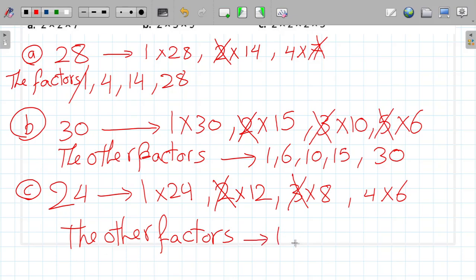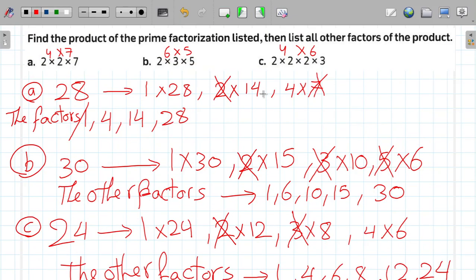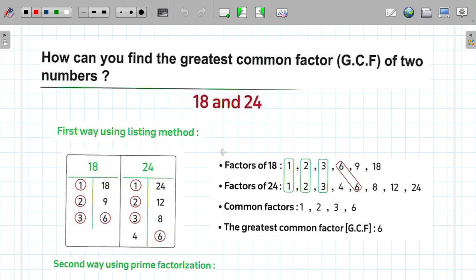first I have 1 and 24, and 12 and 8, and 6 and 4. So I have next 4, 6, 8, and 12 and 24. Okay, so we knew how to find the product of the prime factorization listed, and we can find the other factors of this product.